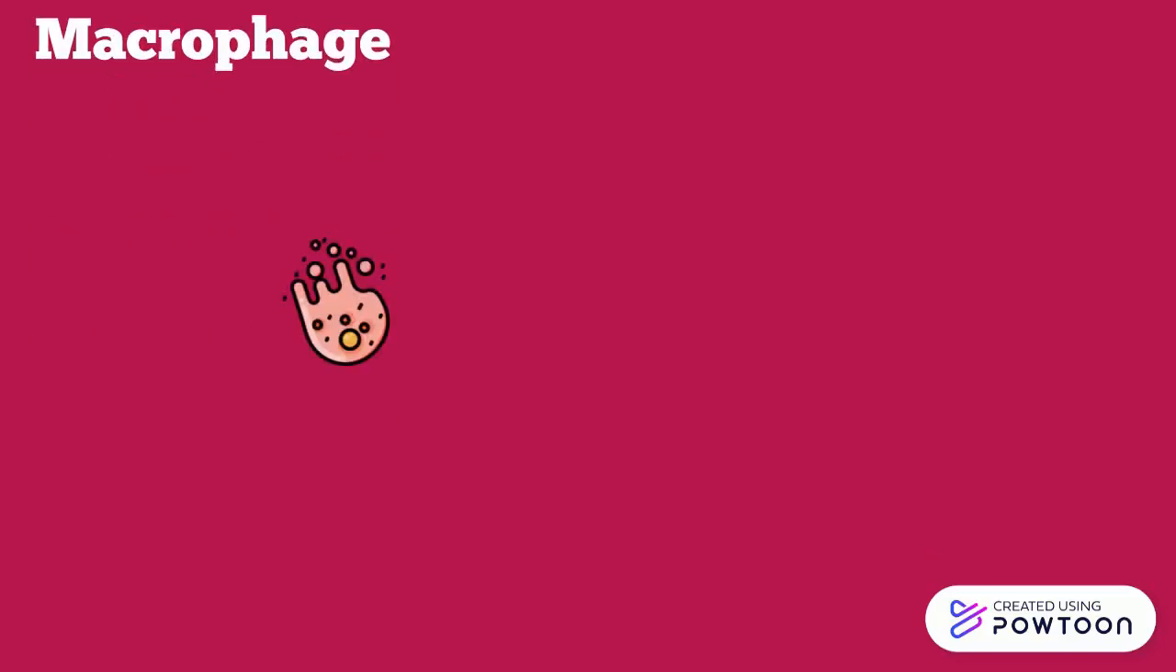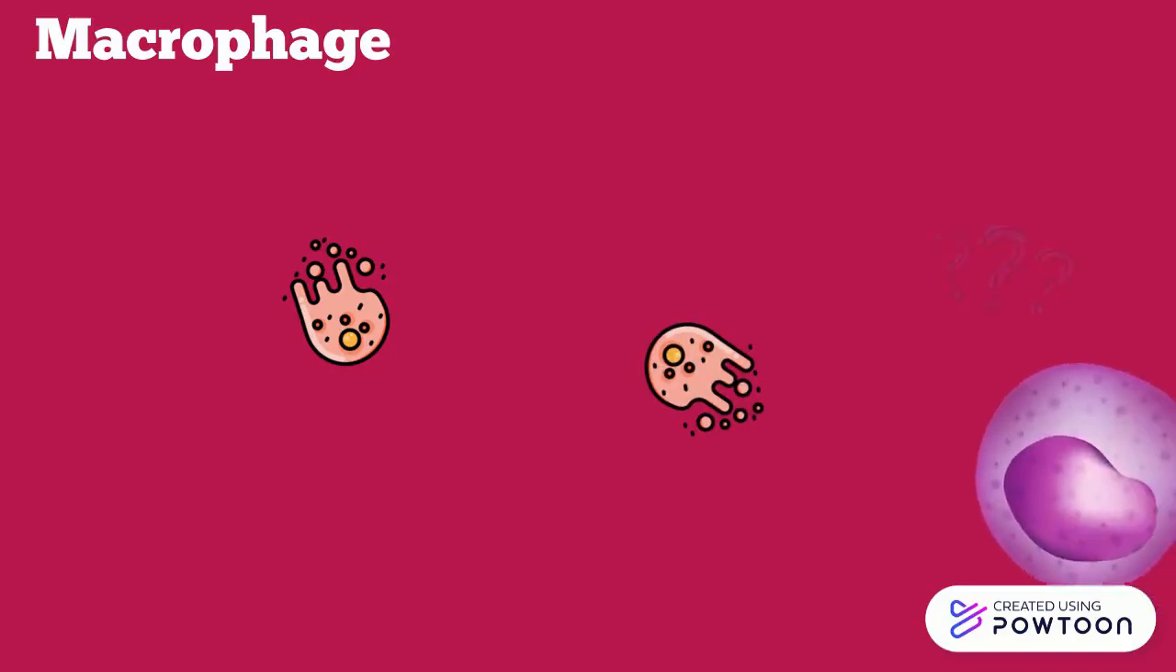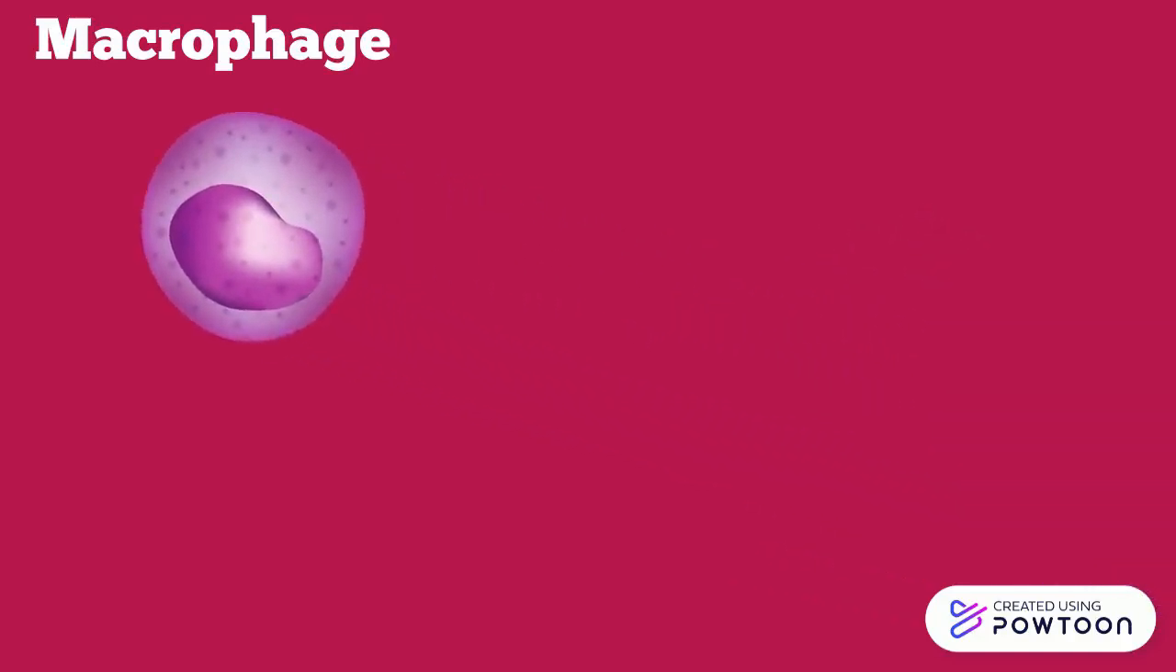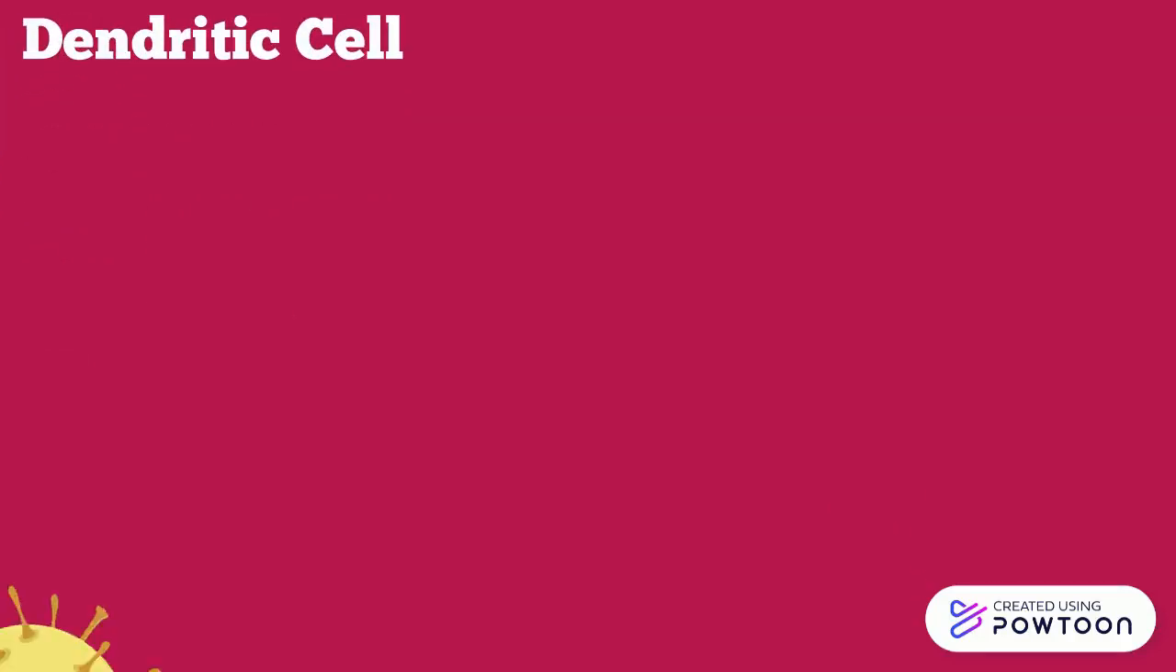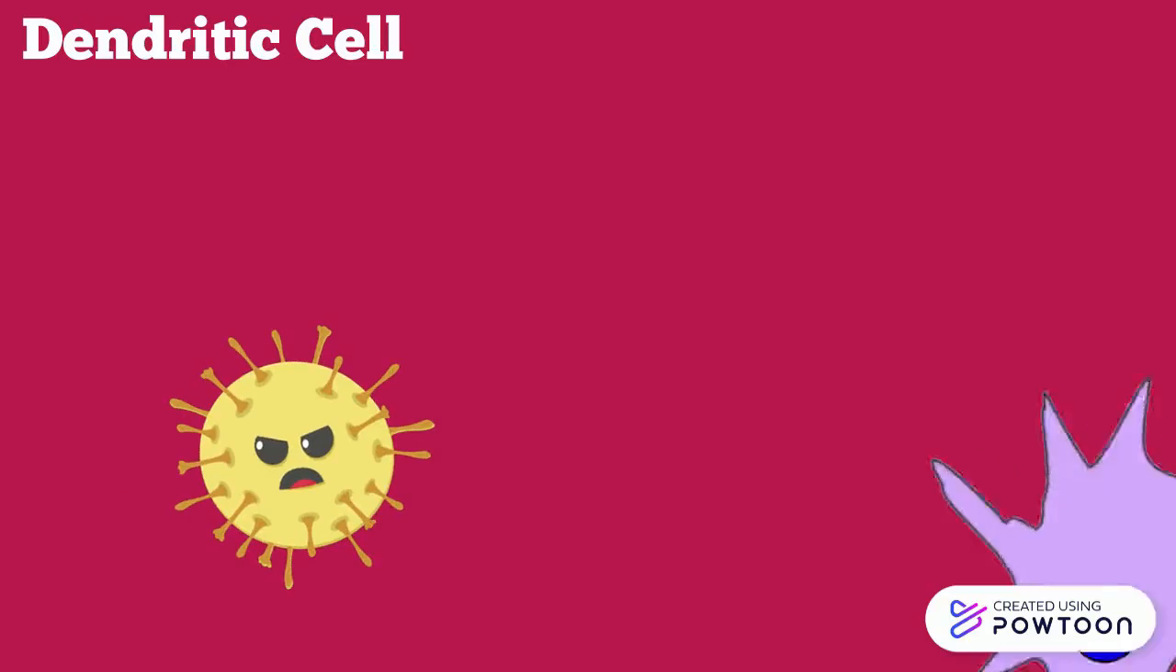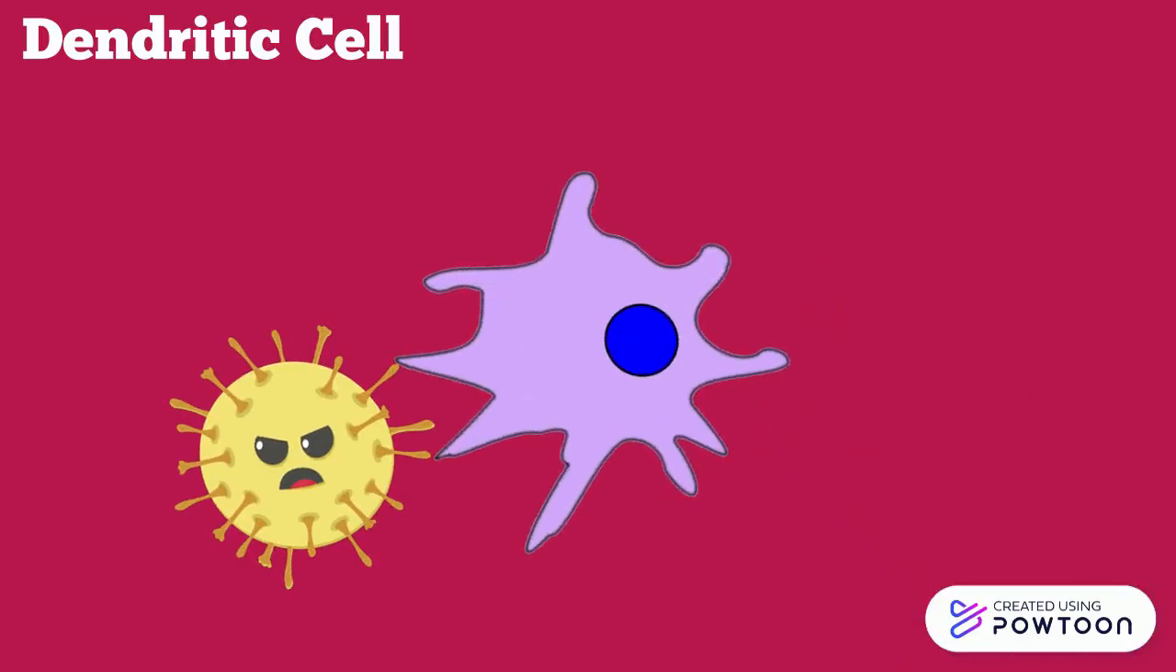Macrophages also initiate the immune response and play an important role in the recognition and clearance of apoptotic cells. Dendritic cells capture, process, and present antigens to adaptive immune cells and mediate their polarization into effector cells.